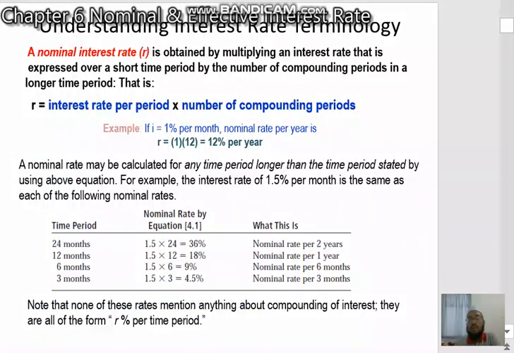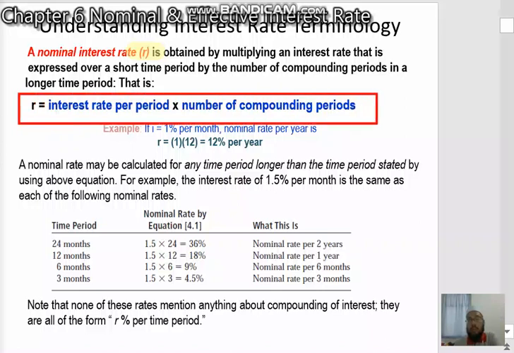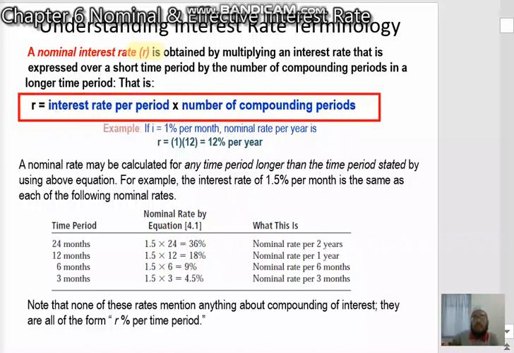So we look first at the term nominal interest. Nominal interest, using the symbol R, is obtained by multiplying an interest rate that is expressed over a short time period by the number of compounding periods in a longer time period. The nominal interest formula is interest per period times number of compounding periods. Example, 1% per month, and the nominal rate per year is 1 times 12, 12% per year.